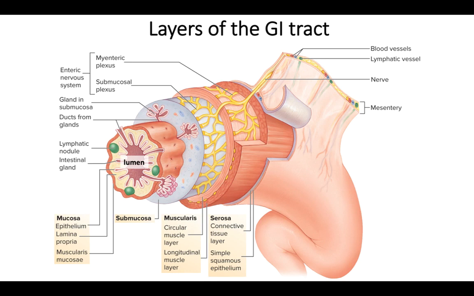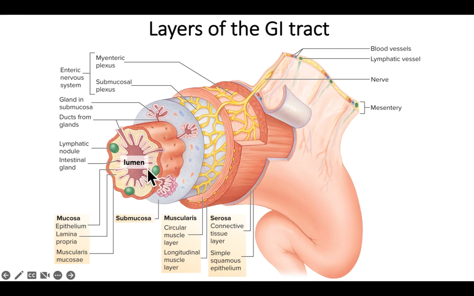So we're going to work from the lumen out. So here's the lumen of the small intestine. The layer in direct contact with the lumen is known as the mucosa. The mucosa has an epithelium, so that's going to be this layer of epithelial tissue.